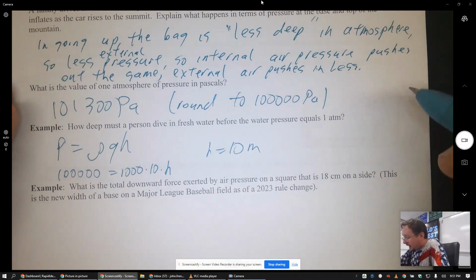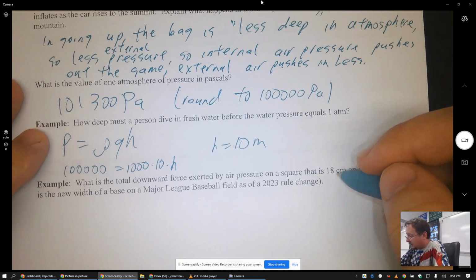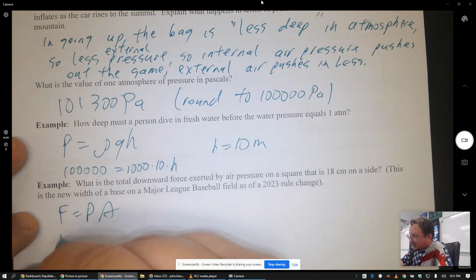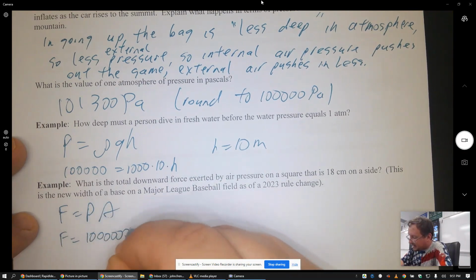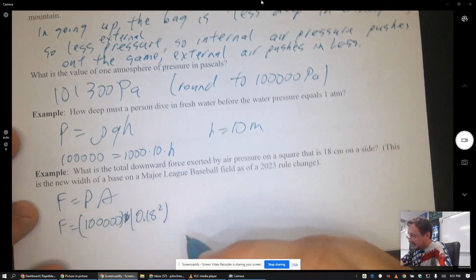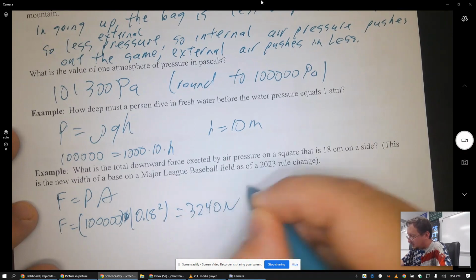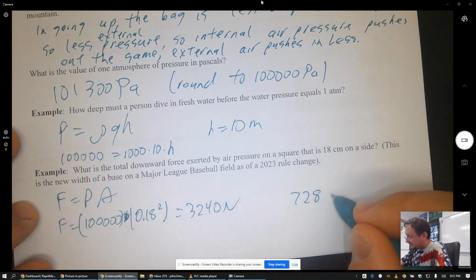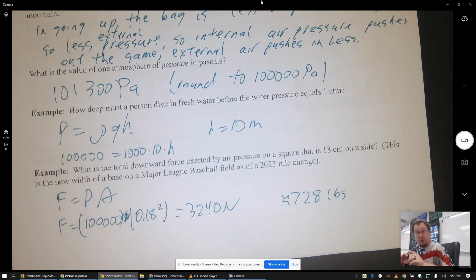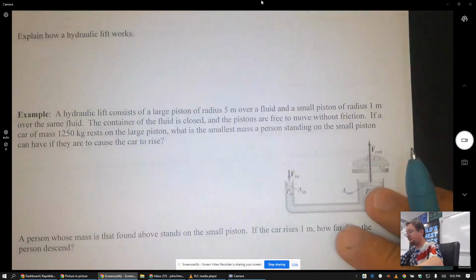Okay, so 18 centimeters on a side. Force equals pressure times area. So force equals pressure, let's just make it 100,000, times 0.18 squared. This winds up being 3240 newtons. And in case you're wondering, that's about 728 pounds, right? So if you use your rubber base with the hole and the hooked mass hanger through it, you could lift up quite a bit more than me. I'm about 100 kilograms, 220 pounds.